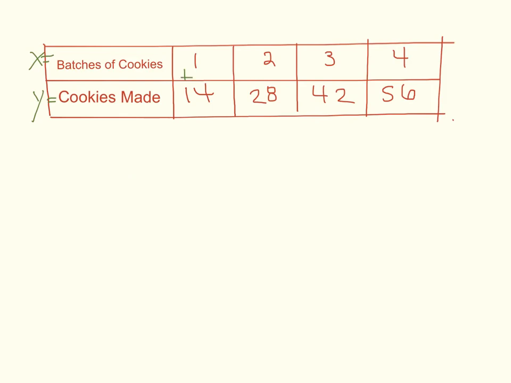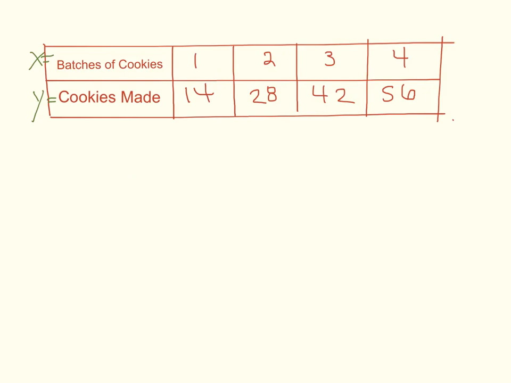Let's see what would happen. I would have to add 13 to my batches of cookies in order to get 14 cookies made. If that's going to be our equation, it needs to work for all of the different parts of the table. Well, looking at the next part of the table, 2 to 28, if I add 13 to 2, it's not going to get me to 28. So that tells me that adding 13 is not what I'm looking for.